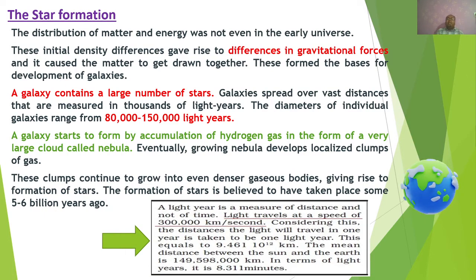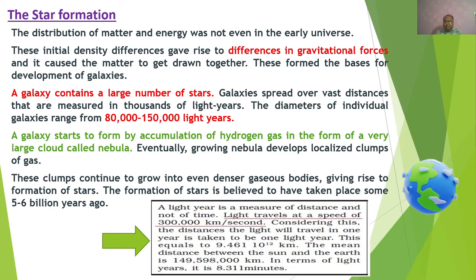A galaxy contains a large number of stars. So what is a galaxy? Just imagine a huge gaseous structure of cloud in the universe that contains a large number of stars. Galaxies spread over vast distances that are measured in thousands of light years. In space, there is no concept of kilometer, centimeter or meter; there is the concept of light year. The diameter of an individual galaxy ranges from 80,000 to 150,000 light years.